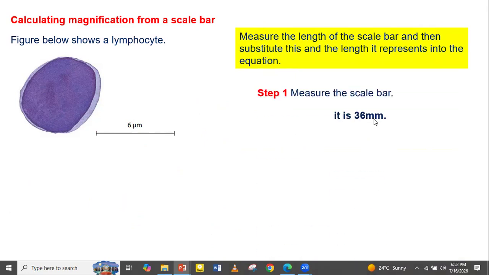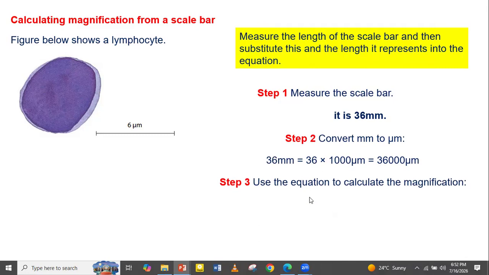Our scale bar was 36 millimeters, which is 3.6 centimeters. Converting millimeters to micrometers, we saw we could get 36,000 micrometers. Then use the equation: magnification is equivalent to image size divided by actual. 36,000 divided by 6, you get 6,000. Don't forget the units, it's times 6,000. So that is the magnification.